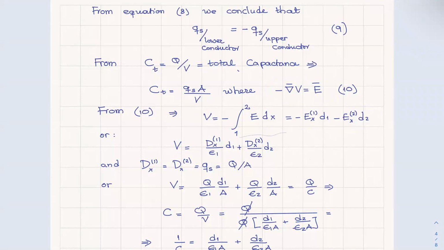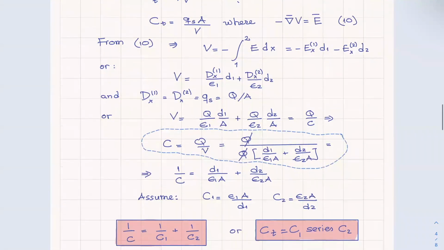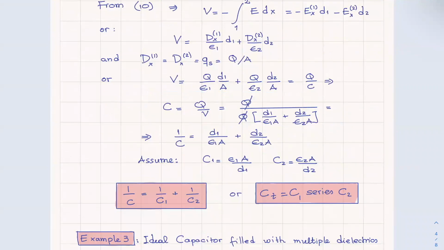And then from that relationship, which we know, that E is the negative gradient of V, we find this expression here. So now you see that V is expressed differently in terms of the dielectric, the electric flux density, and D1 and D2, epsilon 1 and epsilon 2. So if we take that expression and we put it in the capacitance expression, and we work on that, what do we find?